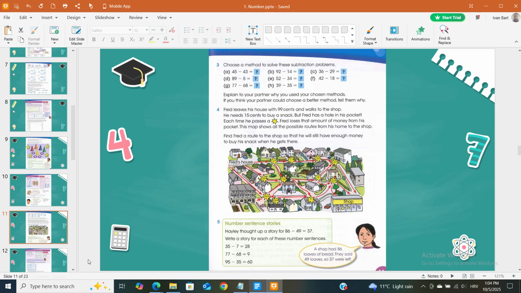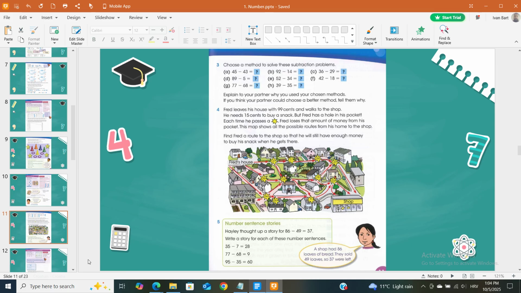4. Fred leaves his house with 99 cents and walks to the shop. He needs 15 cents to buy a snack. But Fred has a hole in his pocket. Each time he passes a coin, Fred loses that amount of money from his pocket. This map shows all the possible routes from his home to the shop. Find Fred a route to the shop so that he will still have enough money to buy his snack when he gets there.